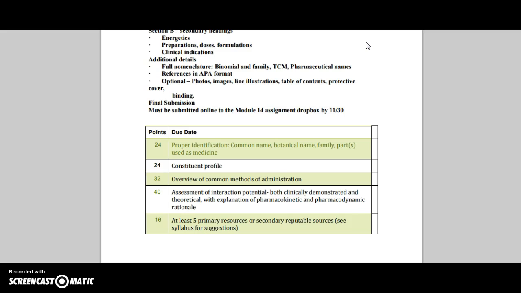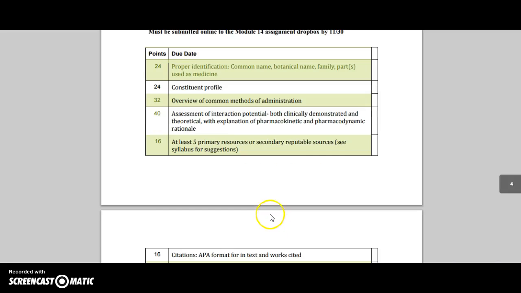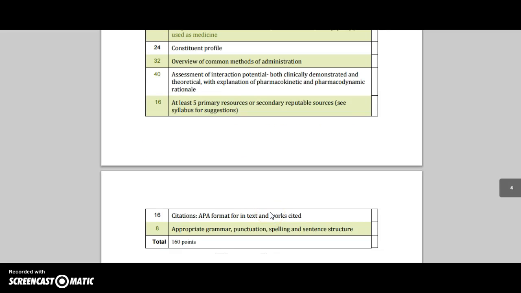32 points for overview of common methods of administration. 40 points for assessment of interaction potential, both clinically demonstrated and theoretical, with explanation of pharmacokinetic and pharmacodynamic rationale. And 16 points for at least 5 primary research sources or secondary reputable sources. And we have suggestions for where you can find your sources in the syllabus.